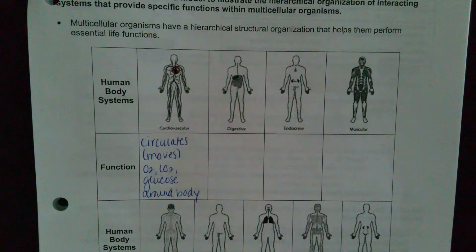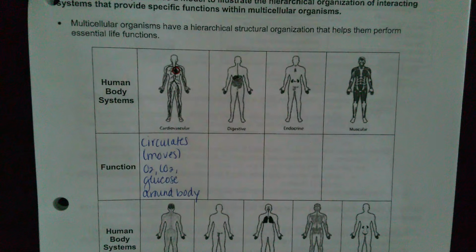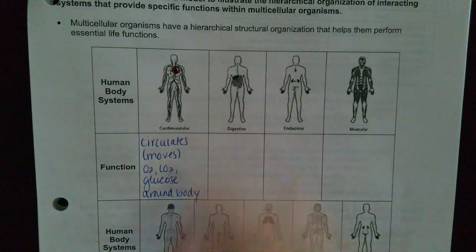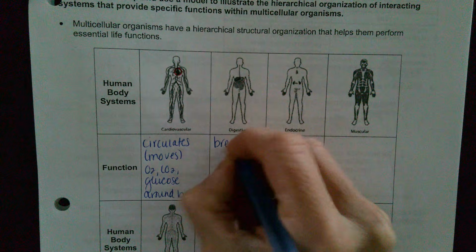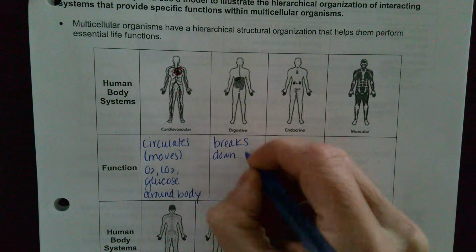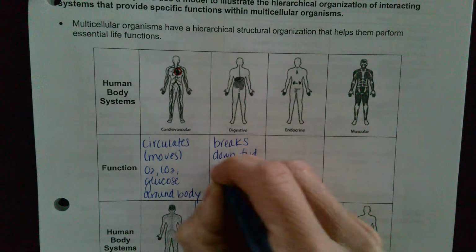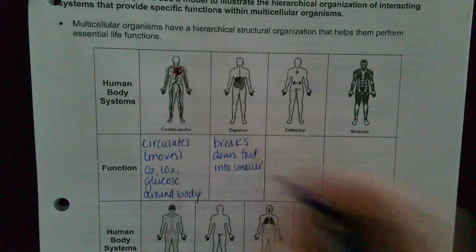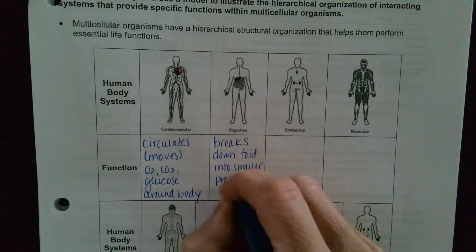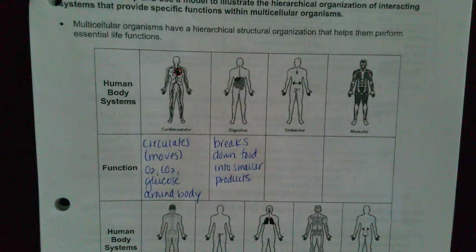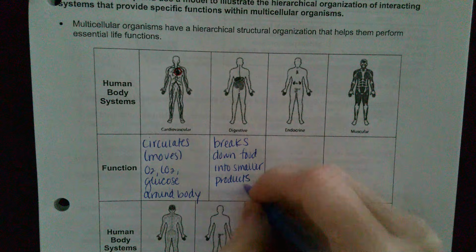We need to break those down into the building blocks. Building blocks of starch are simple sugars. Building blocks of proteins are going to be amino acids. So the word digest really just means breaks down food into smaller products. Now, the reason that it needs to be broken down to smaller products is so that diffusion can take place.